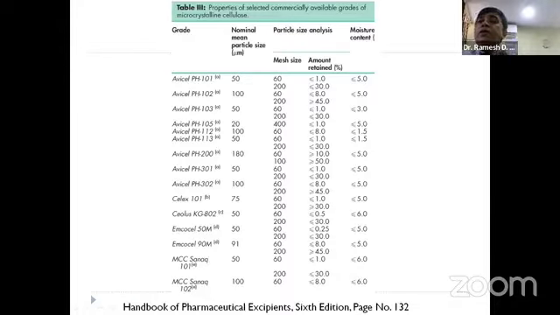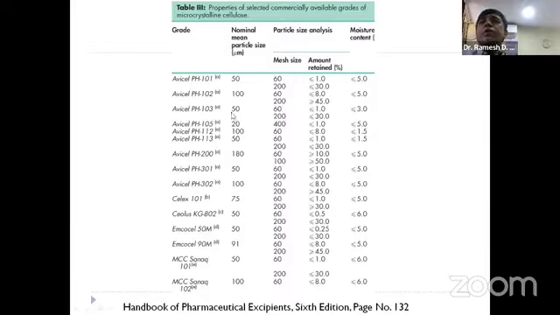Now, when we are going for direct compression, we prefer the larger size diluents, because as the size decreases, the flow deteriorates. As the size increases, the flow gets improved. And hence, we use the larger granule size of Avicel to achieve good flow. So when we are going for direct compression, we prefer Avicel PH 102. When we are going for granulation, we prefer Avicel PH 101.